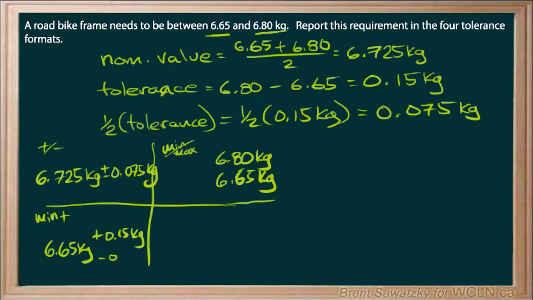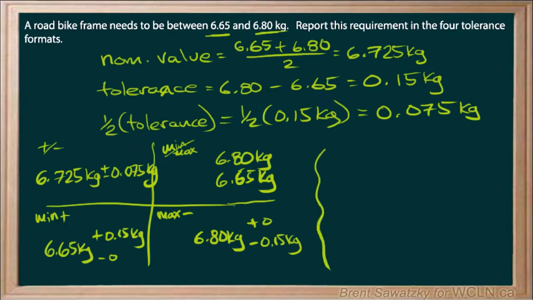And the opposite of that is if we say a maximum and what we have to go down to get to the minimum. So our maximum, again, is 6.80 kilograms. And in this case, what we do is we say, well, we're at the maximum and we just go down to the minimum, and we have to go down the full tolerance to get to the minimum. And there we go. We're done our 4 different formats there.